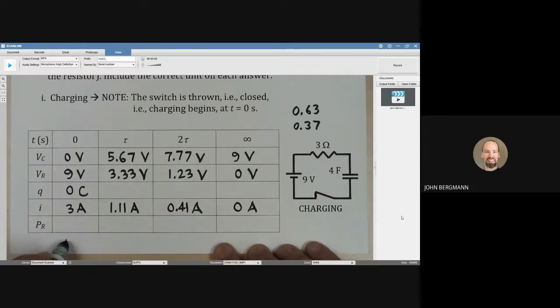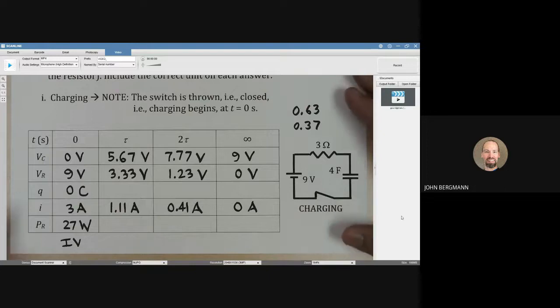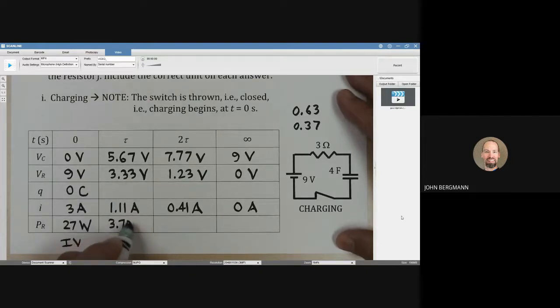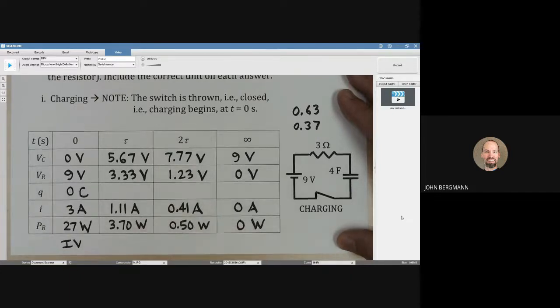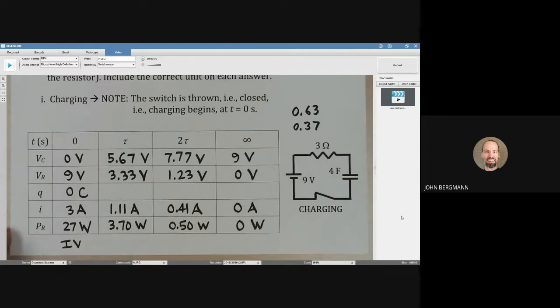What about the power consumed by the resistor? Well, remember that power is I times V. So if we take the current that's going through the resistor multiplied by the voltage across the resistor, initially we are consuming power at the rate of 27 watts for that resistor. And then we need to take 1.11 times 3.33, which I got to be about 3.70 watts. Then we're going to go I times V, and I got about half a watt. And obviously at the end, there's no current going, so no wattage being consumed there.